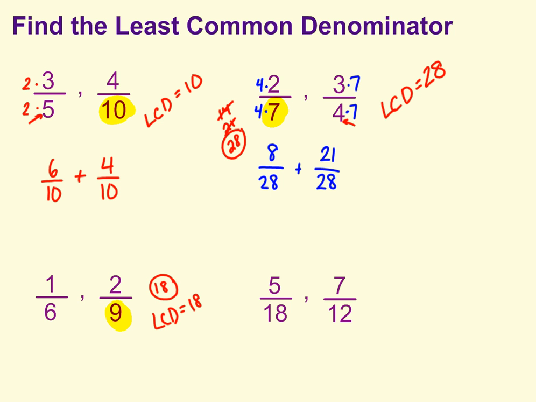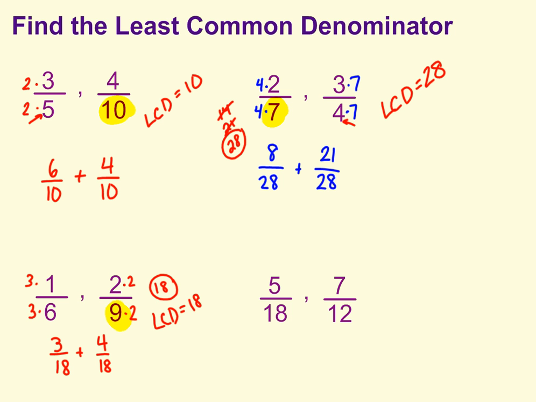Then how do we make that work? We have to multiply 6 times 3 to get that up to the 18. So we have 3 over 18. And then 9 we can multiply by 2 and we get 4 over 18. And now those fractions are ready with a least common denominator.